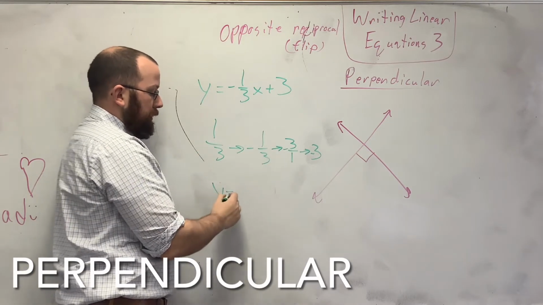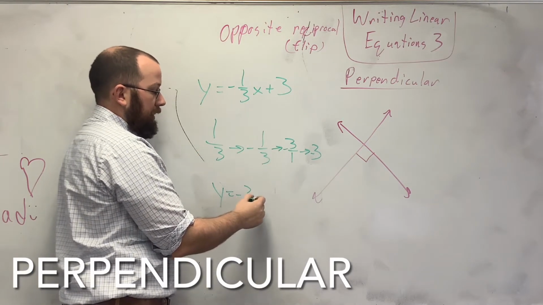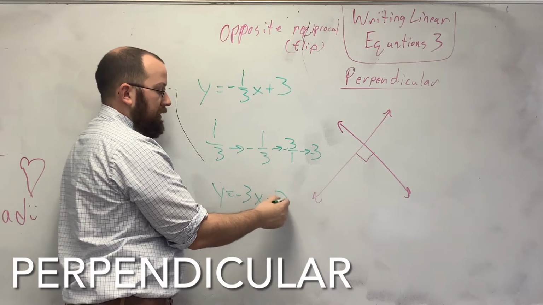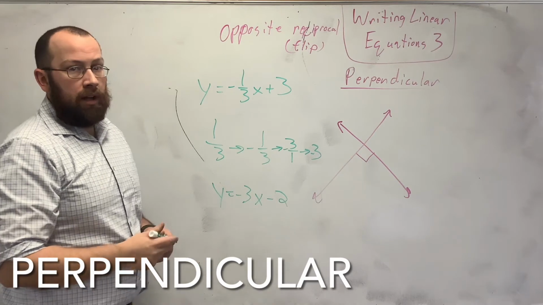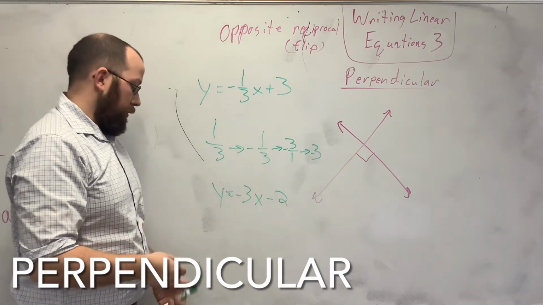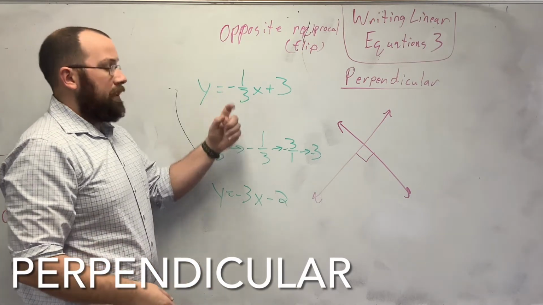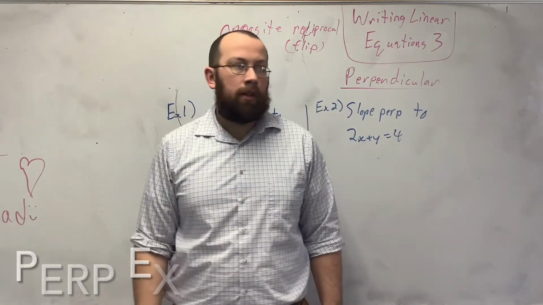So an example of an equation would be y equals negative 3x minus 2. Those are perpendicular to each other. All you're looking at here is the slope. Opposite, reciprocal. All right, 2 more examples of this.